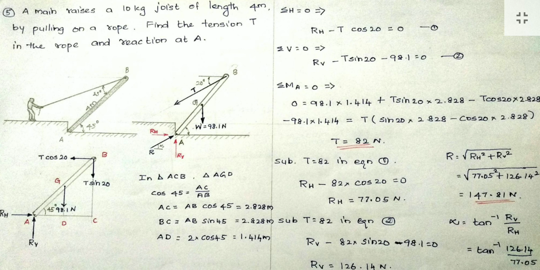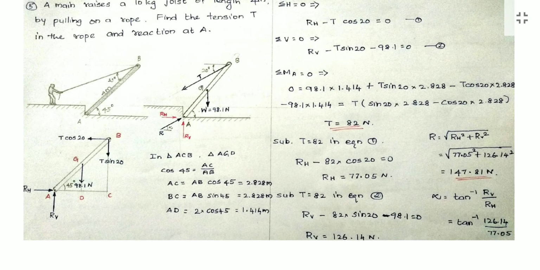And after finding RH and RV, we find the single resultant force R by the formula square root of RH square, horizontal component square, plus vertical component square. While doing this, I got the value of the resultant reaction force as 147.81 Newton. And the angle of the reaction force with the horizontal, alpha, can be found by the formula tan inverse of RV by RH.